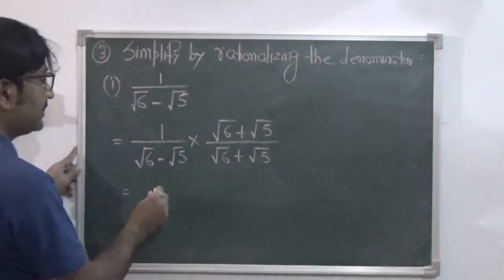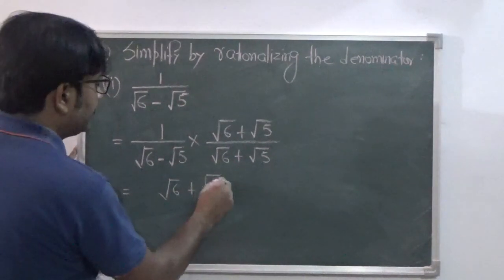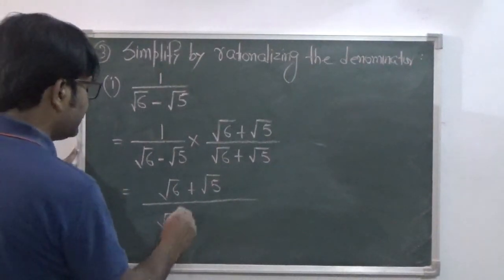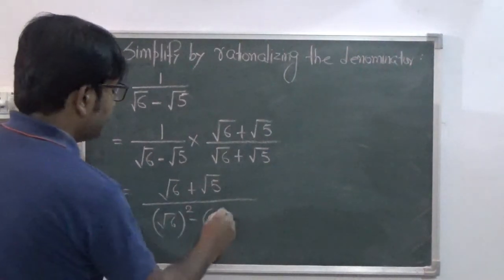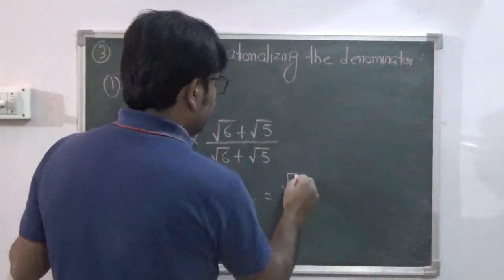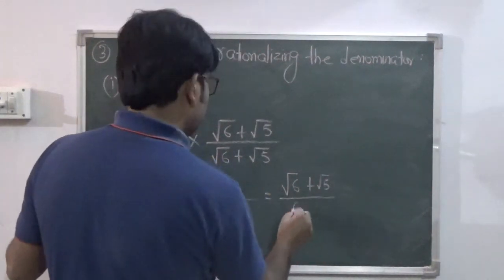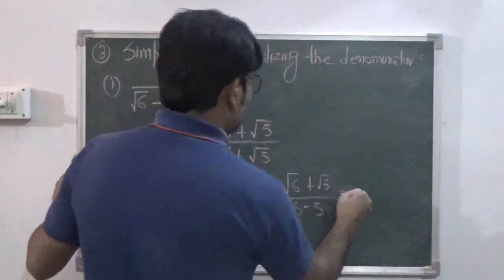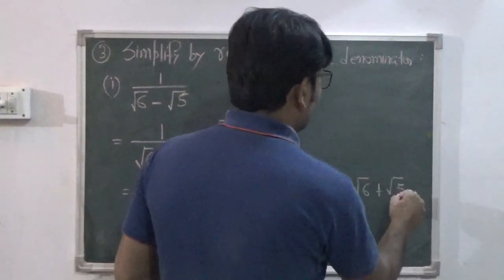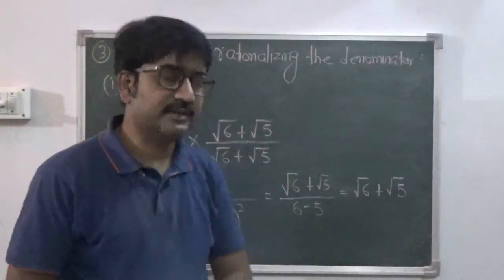In the numerator, nothing to do, root 6 plus root 5. We know that we cannot add these two. In the denominator it is root 6 square minus root 5 square, so it comes to root 6 plus root 5 divided by 6 minus 5. So it comes to root 6 plus root 5. In the denominator it stands 1, which is a rational number. So it is very much clear.